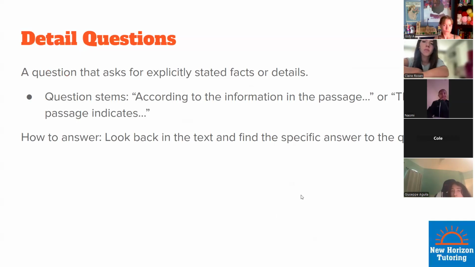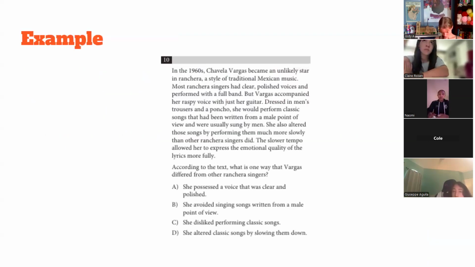Next up, we have detail questions. These are specifically looking for facts or details stated directly in the text. They'll look like "according to the information in the passage," or "the passage indicates that...". So for these, we want to look directly back in the text and find the evidence that is given to us. Okay, I'll give everyone a minute to look at this.